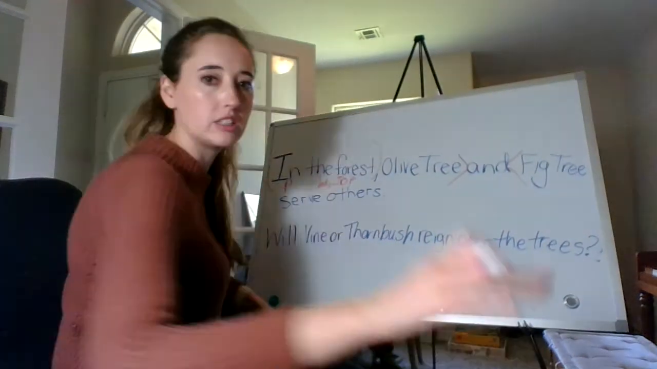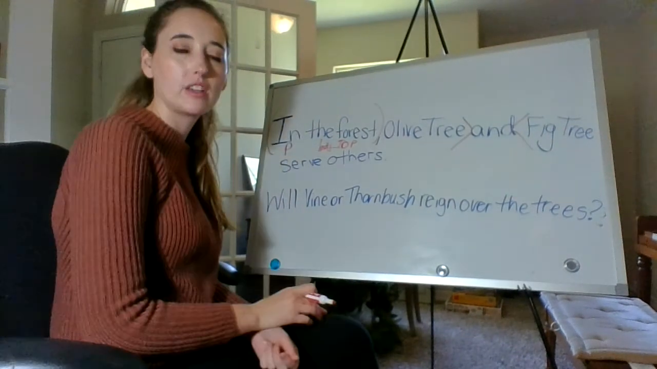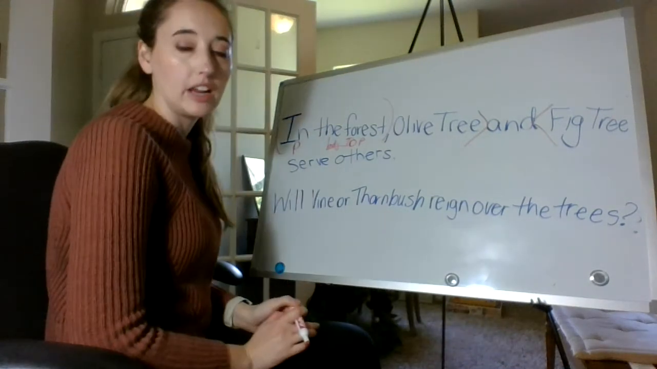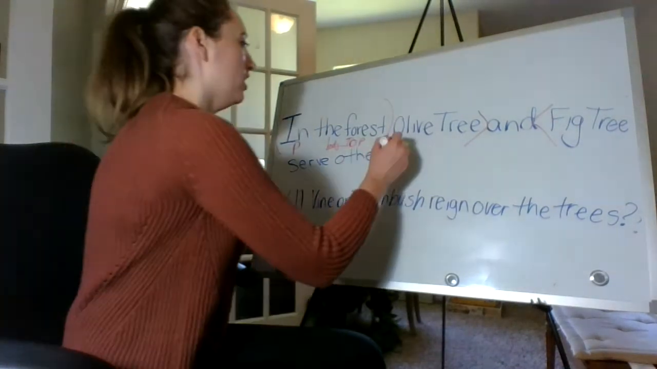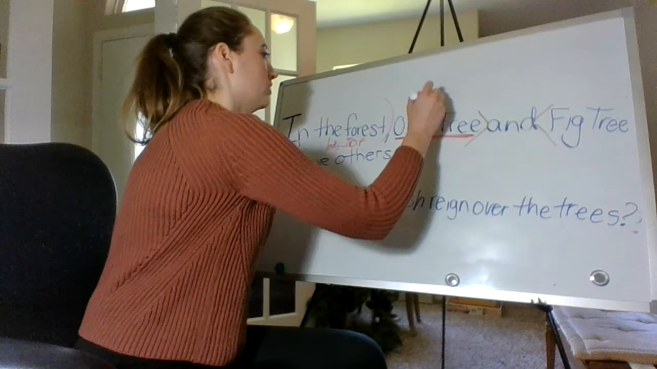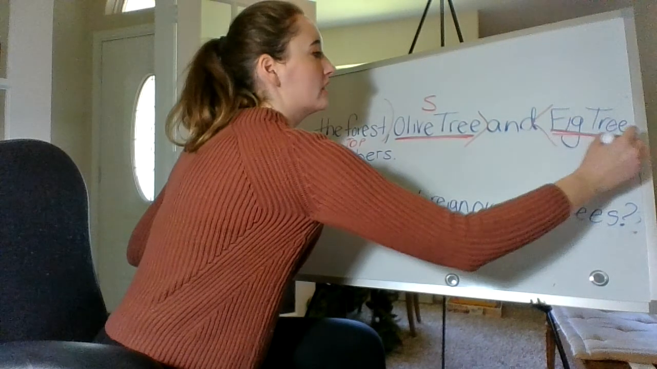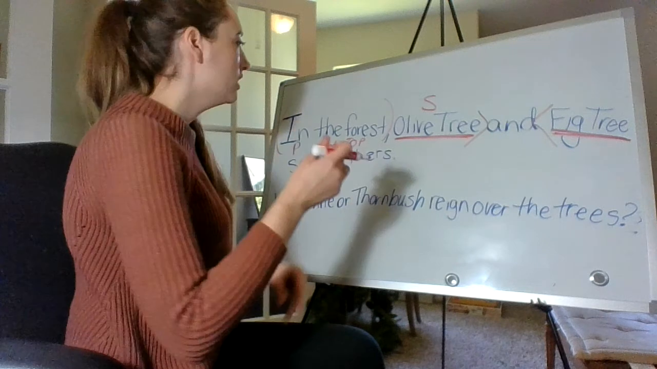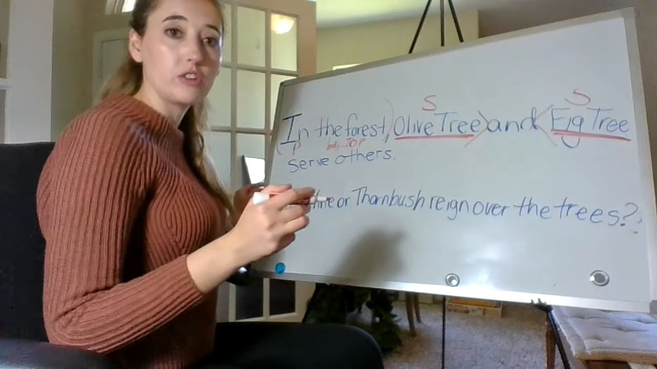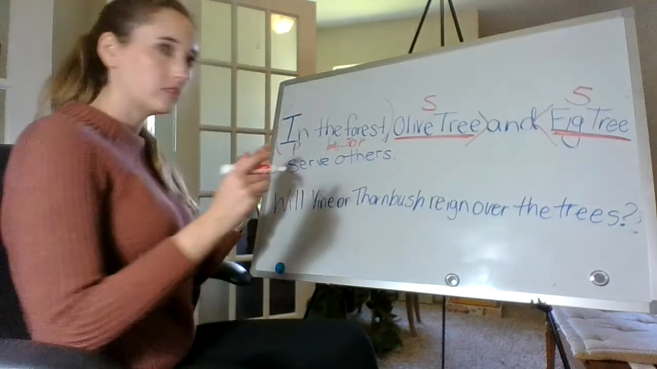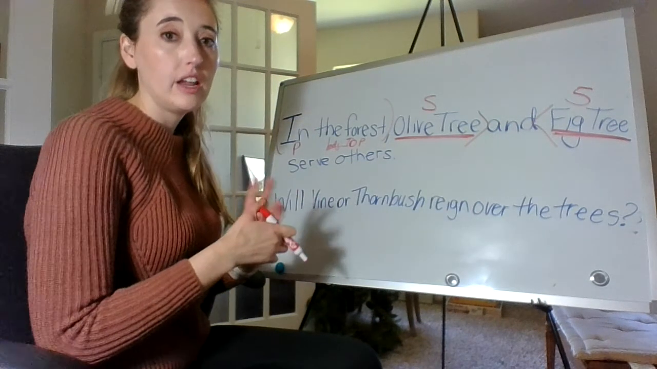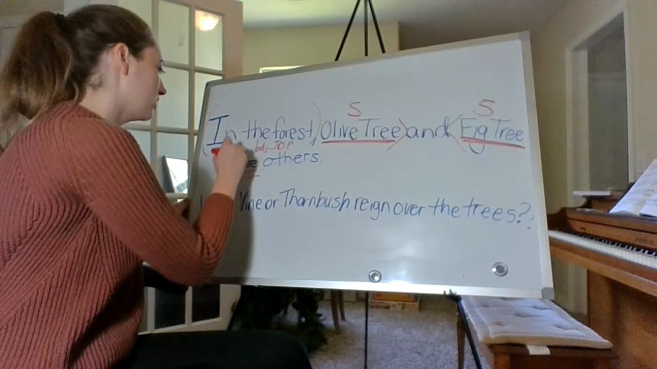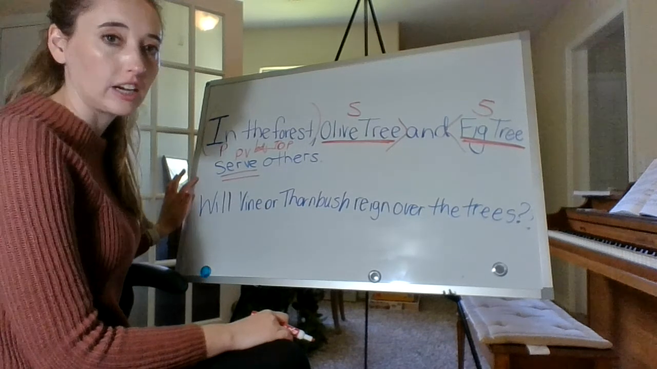Those are hard to see, I apologize, so I'm going to bring it a little closer. Next, we'll read the sentence: in the forest, Olive Tree and Fig Tree serve others. Now, Olive Tree is one character, and Fig Tree is the name of another character. It's all capitalized as one proper noun. Okay, so Olive Tree and Fig Tree are the subjects because they are what the sentence is about. This sentence tells us that Olive Tree and Fig Tree serve others. So serve is a predicate verb because it shows action.